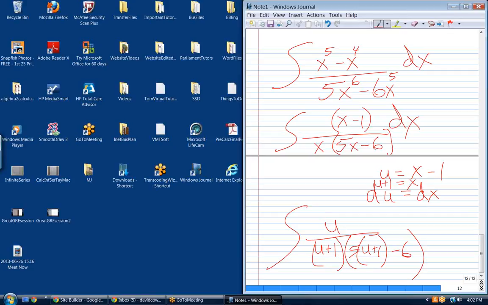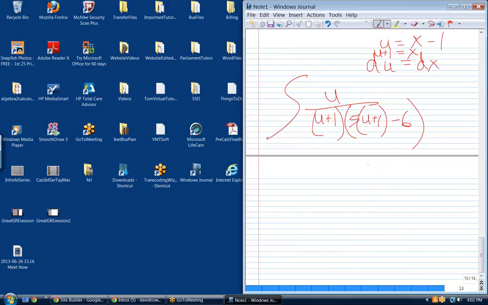Why not? Let's see. This might work after all. 5 times u plus 1 minus 6 is the same as u minus 1. So now I've got the integral of u. Notice that multiply those two together, you get the difference of squares.